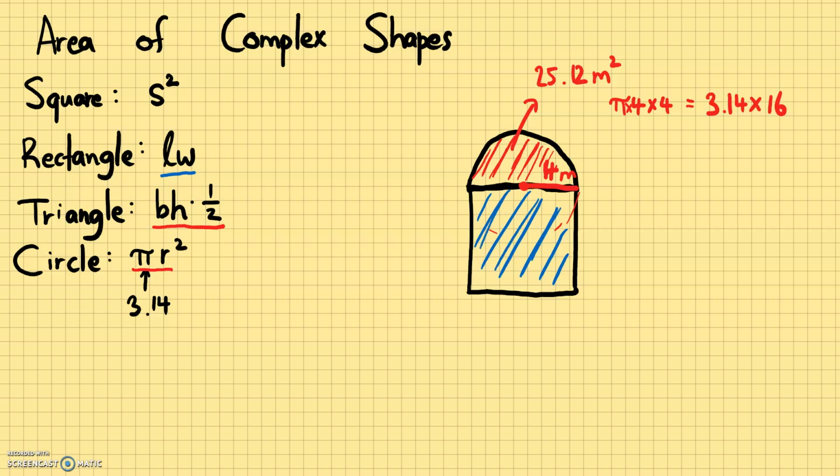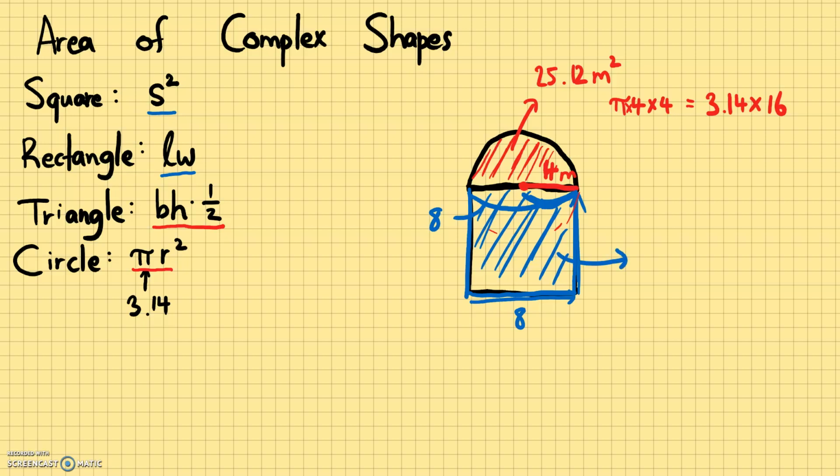Okay, now let's try the square part. So for the square part, we need to do s squared, and s is this length here, this times this. What is this length? Well, we know that this length is 4, right? So the whole length is going to be 8. That is 8. And because it's a square, this is also going to be 8. This is also going to be 8. That is also going to be 8. So this is an 8 by 8 square.